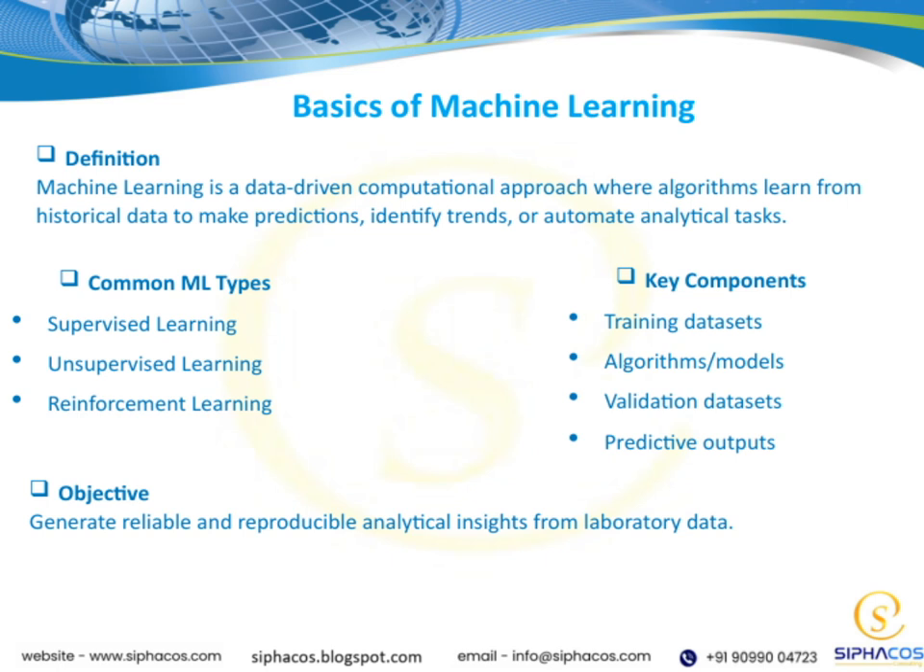Let's talk about the basics of machine learning. There are 3 common types you'll encounter. First, supervised learning, where models are trained on labeled data, meaning we already know the outcomes we're aiming to predict. Second, unsupervised learning, which deals with unlabeled data. Here, the goal is to find hidden patterns or groupings. And finally, reinforcement learning, where models learn by trial and error, receiving feedback in the form of rewards or penalties to improve their performance over time.